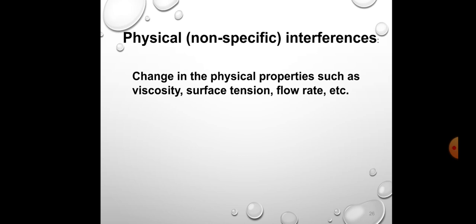But about the physical or non-specific interferences, we should say that this type of interference occurs when a change in physical properties such as viscosity, surface tension, flow rate, etc. happens. So if for any reason the viscosity of the sample changes or the flow rate of the sample changes, this will make errors and problems. So this is a type of interference that is called physical interference.